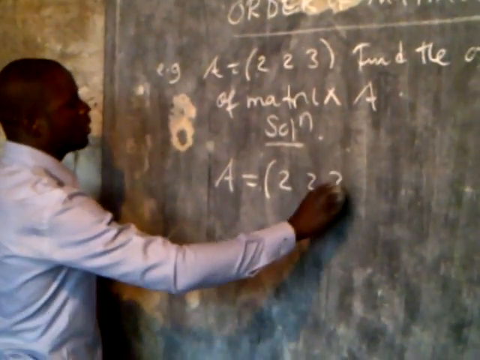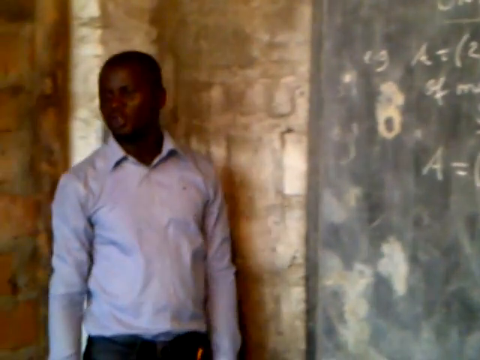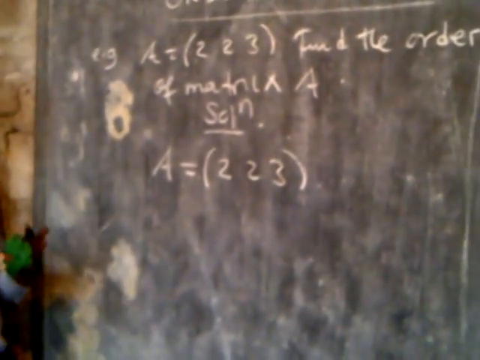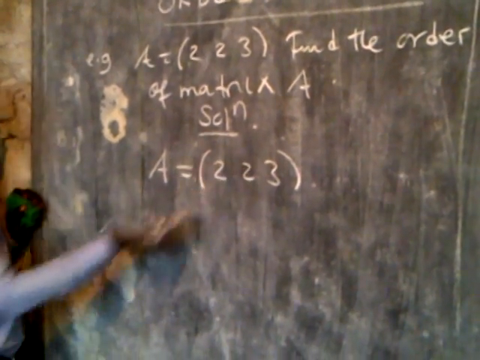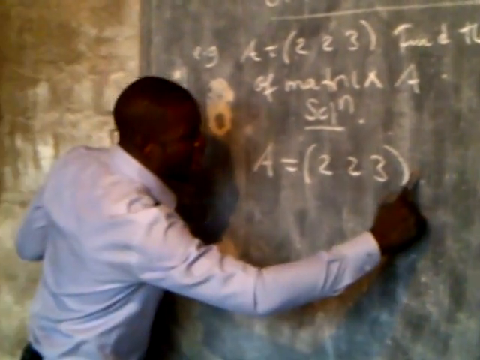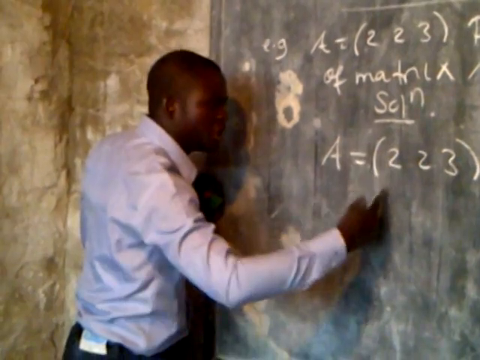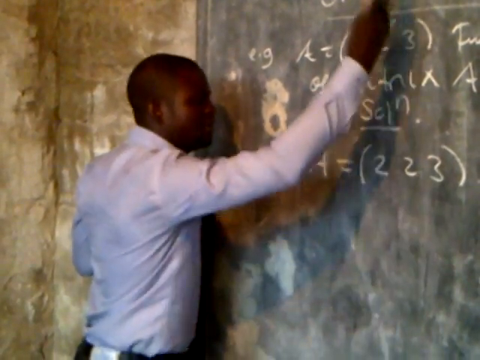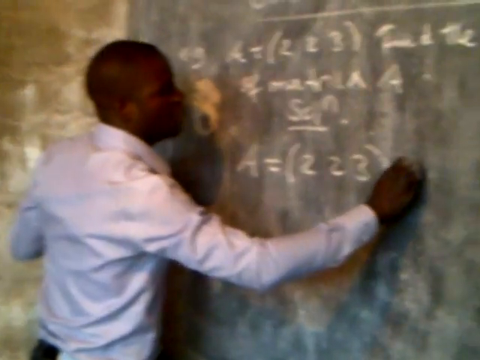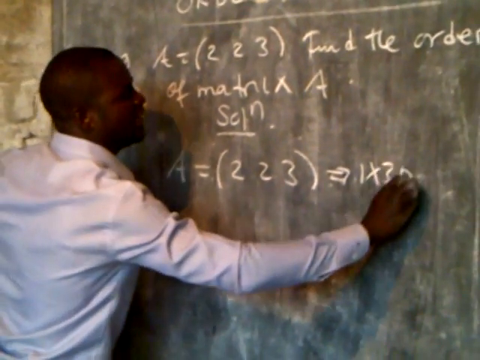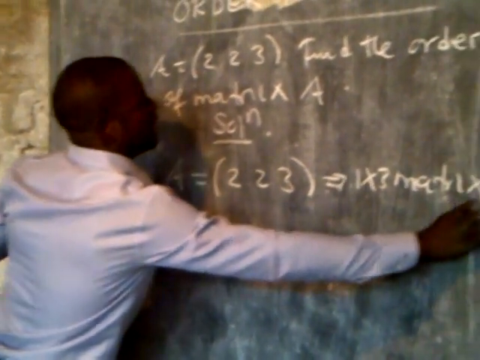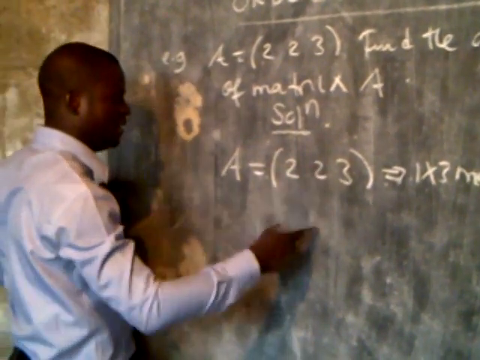2, 2, 3. Okay? Follow me now. Check on the order. For order, you have to start with row and column. How many rows are there? One row. How many columns? 1, 2, 3. Row, horizontal, just one. Columns, there are 3. So you can say it's a 1 by 3 matrix, meaning it has 1 row and 3 columns. So it's important to know the order of a matrix.